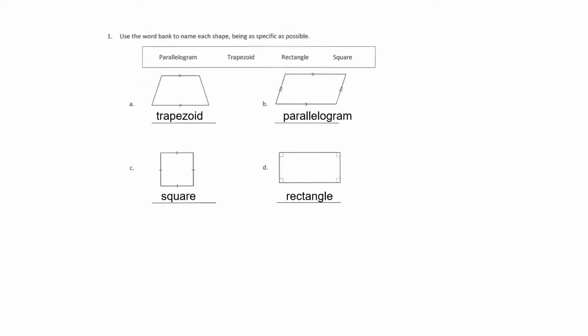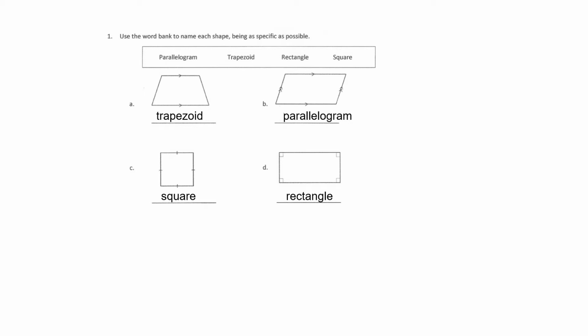So we're going to use this word bank to name all four shapes. And we have parallelogram, trapezoid, rectangle, square. So a trapezoid has at least one pair of parallel sides. So we know that these have only two parallel sides, so that makes it a trapezoid. A parallelogram is a four-sided shape that has two pairs of opposite parallel sides. It does not have right angles, but it does have two sets of parallel sides.